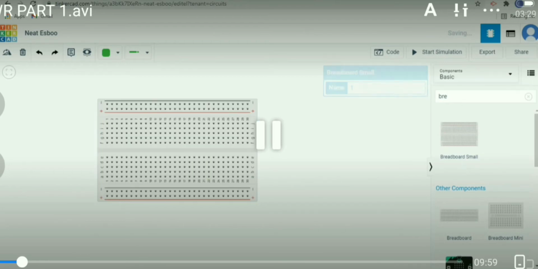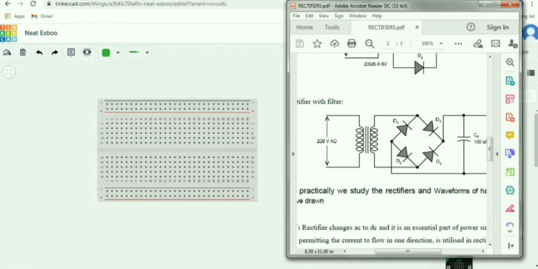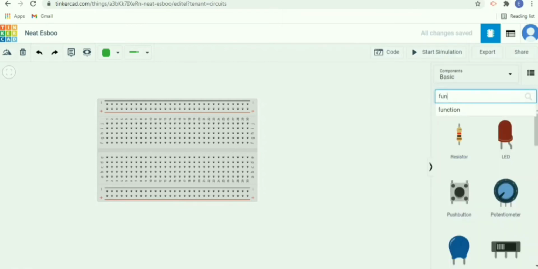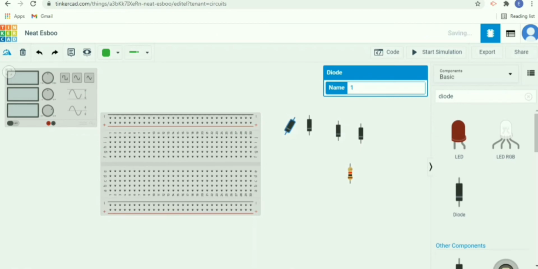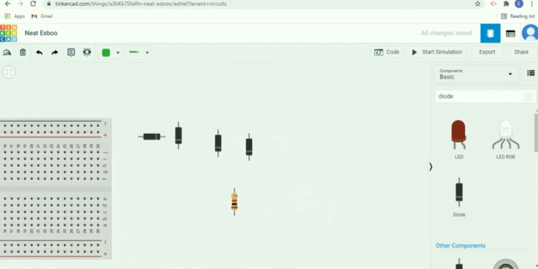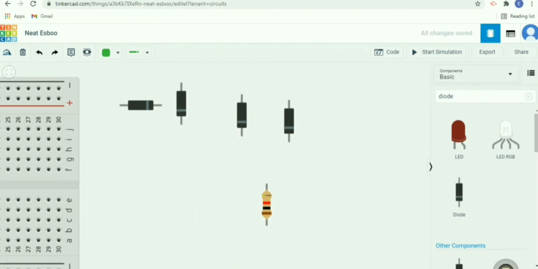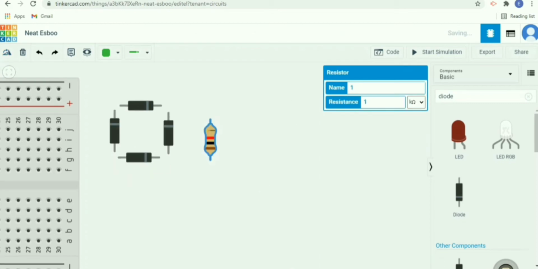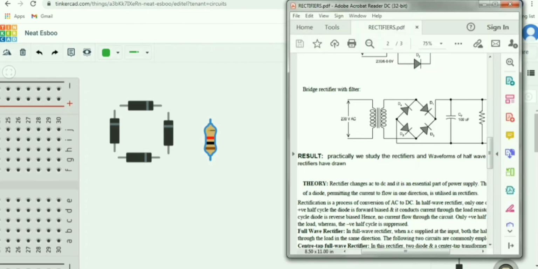This is the breadboard. The bridge rectifier contains 4 diodes: diode D1, D2, D3 and D4. So select all the components. Diodes D1 and D2 are in the same direction, and D3 and D4 have the same direction. So first rotate it. Only pick and place these components on the breadboard as shown in the diagram.